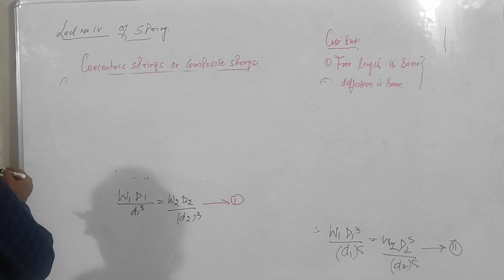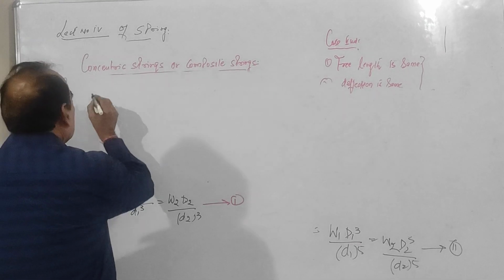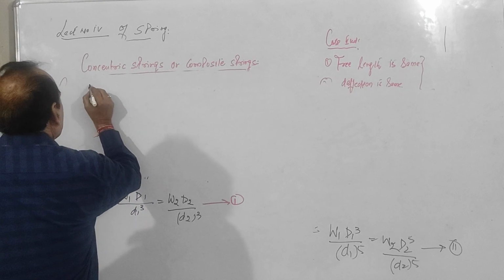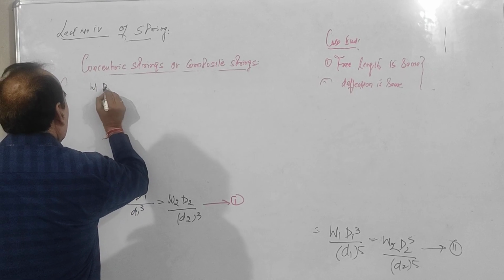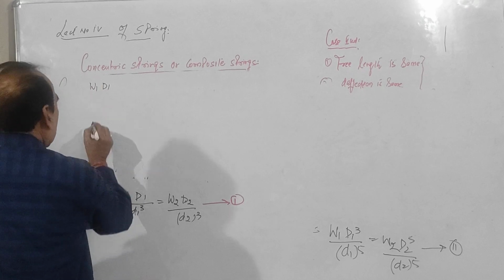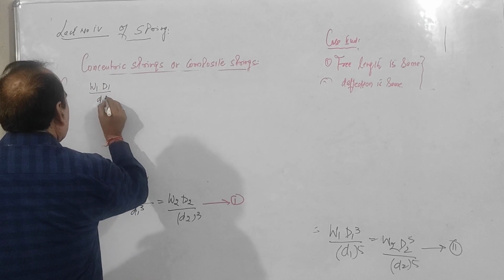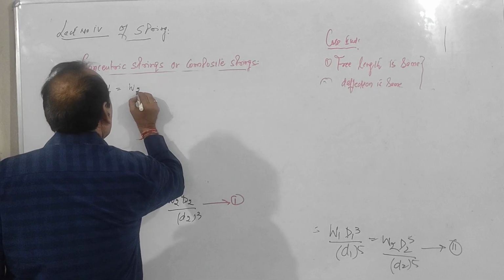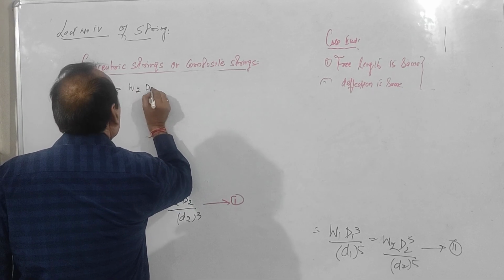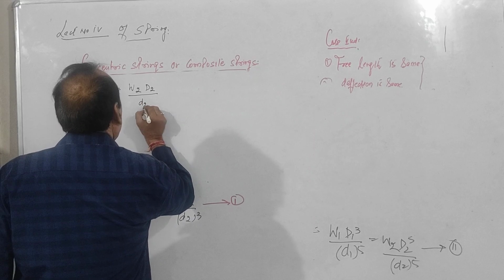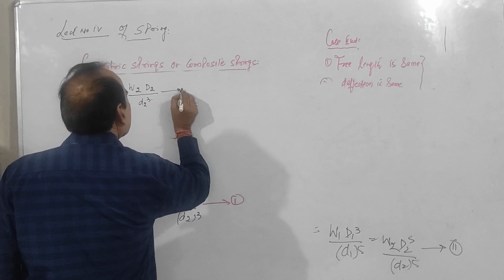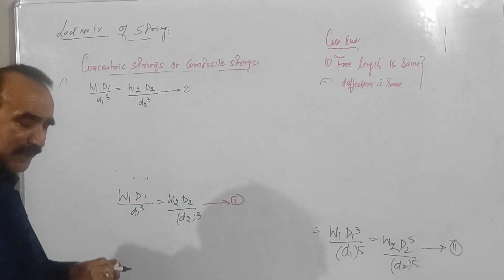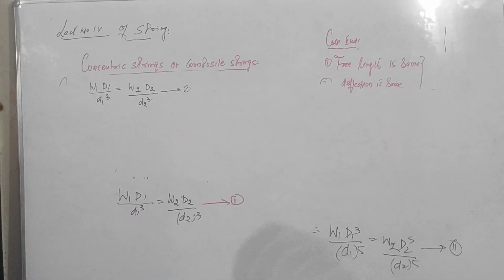So equation first was yours, I will write it: W1 D1 upon D1Q, this is equal to W2 D2 into D2Q. This is your, you can say, equation first, right? Now I will wrap it.